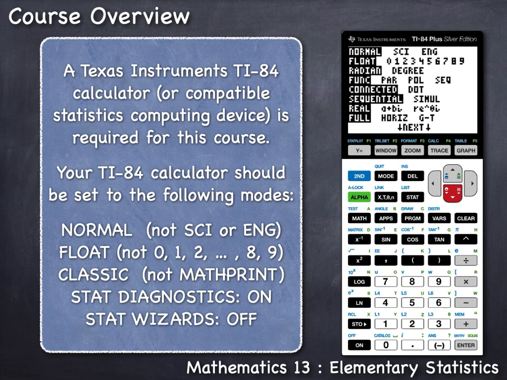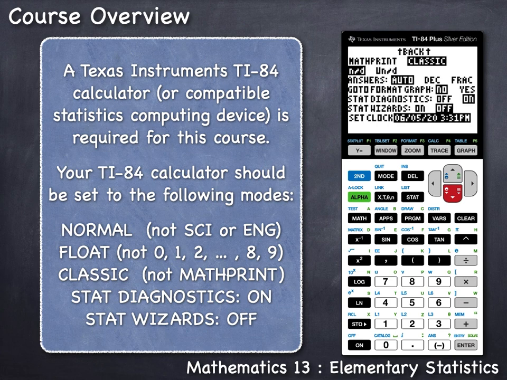So arrow down all the way till you get to the second page. Here we need to set the mode to the classic mode. So we arrow the blinking cursor over to classic, and with it blinking on classic, we press enter to select it. We want the classic mode to be selected, not the math print mode.